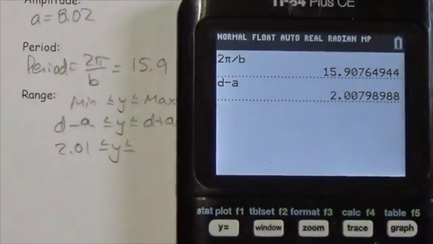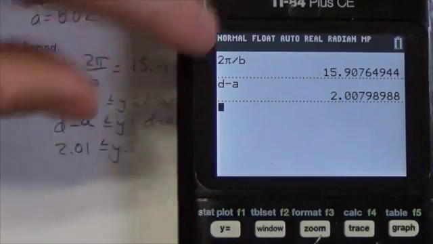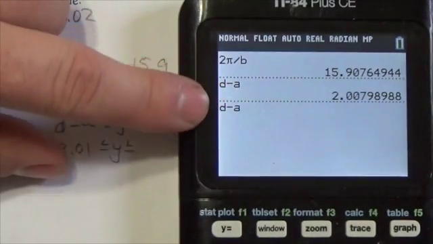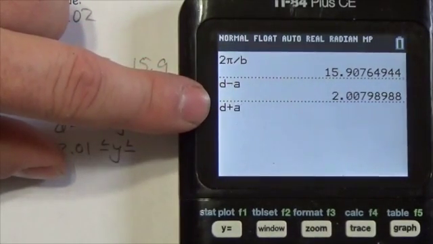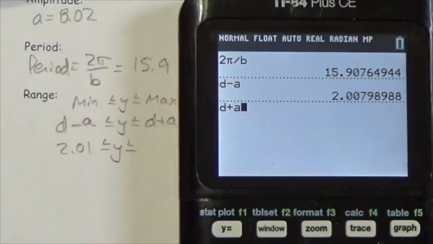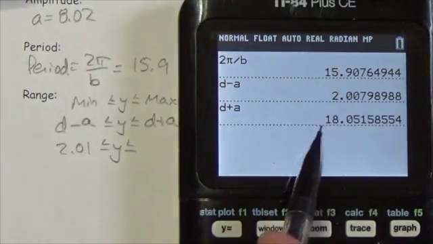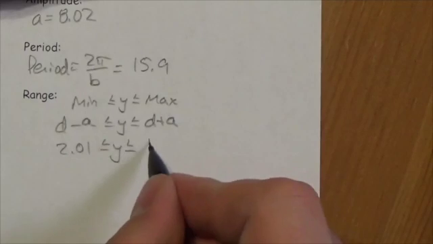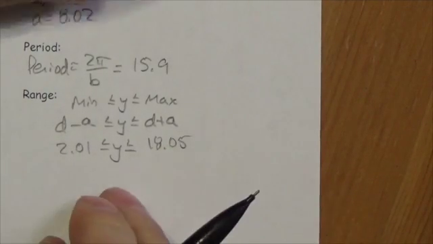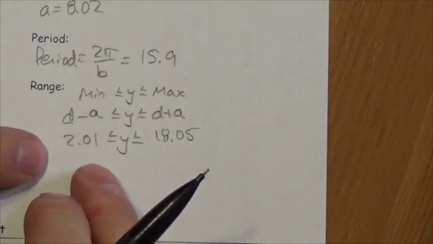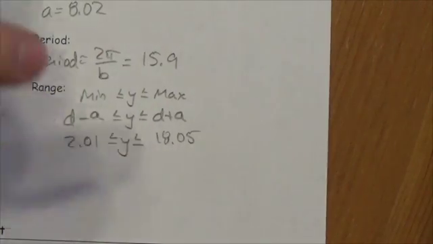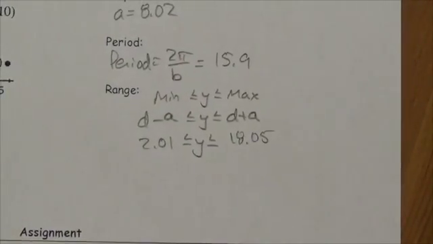Okay, and now I will do the same thing, but I'm not going to go through and pull that all up again. I'm just going to go with second enter to pull out that previous expression, change the subtraction to an addition, and I get 18.05. And so there we go. There's my range. 2.01 is less than or equal to y is less than or equal to 18.05. That's what we're looking for.